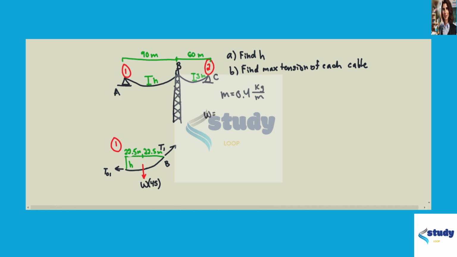We're going to start off by determining the weight per unit length, which is the mass per unit length times gravity, which is 0.4 times 9.81. This is 3.924 newtons per meter.